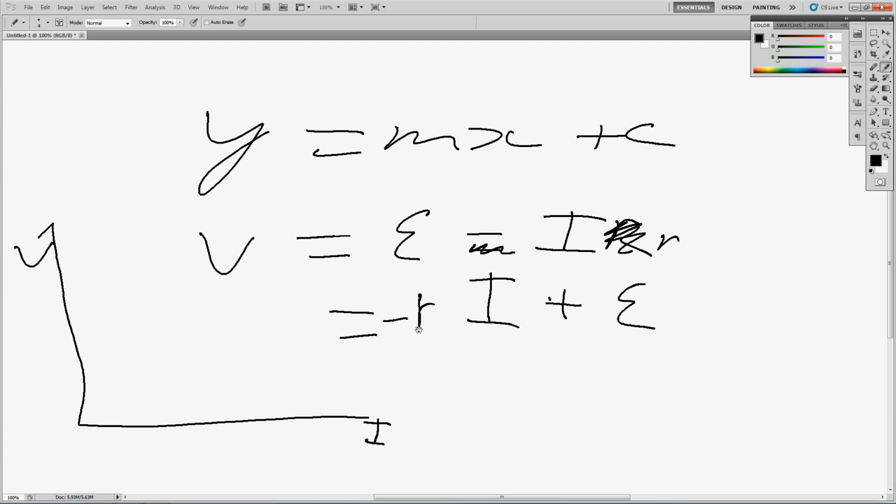So this time the gradient is going to be the internal resistance of the cell. And we're going to have a y-intercept, which is going to actually be the EMF. So we're expecting a straight line graph with a negative gradient. So this here is going to be the EMF, and the gradient along here is going to be the internal resistance of our cell.